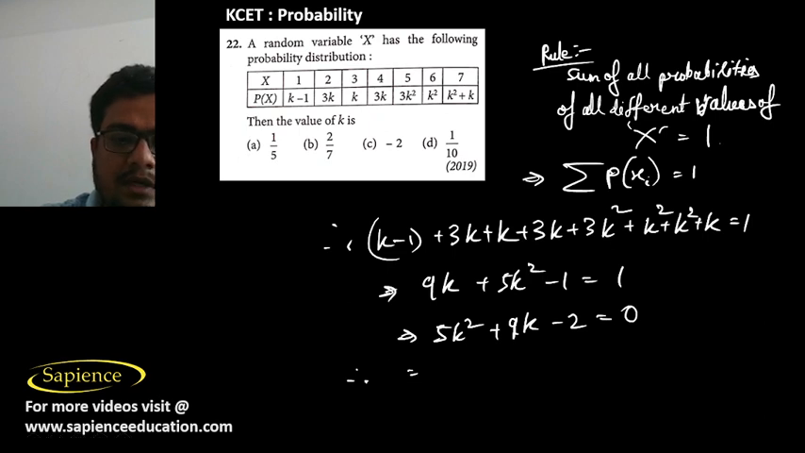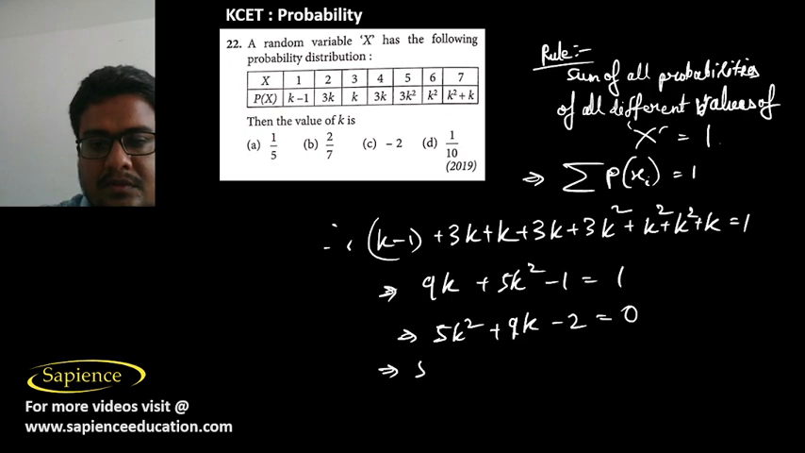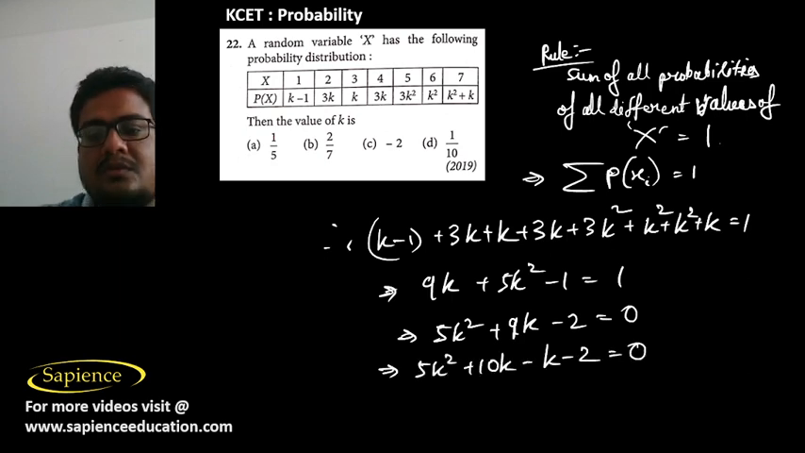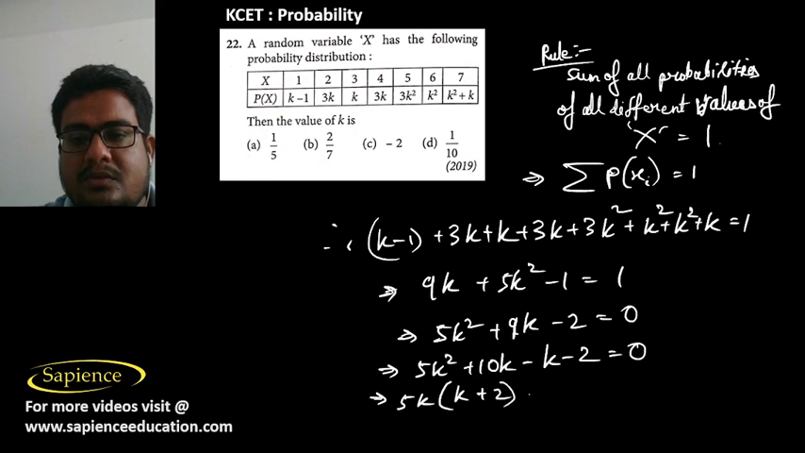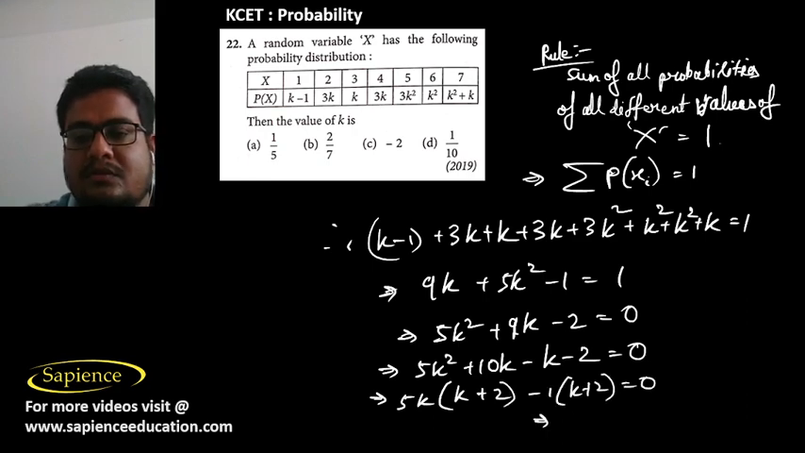So we can factorize this, so that will be 5k square plus 10k minus k minus 2, that is equal to 0. Then I can take 5k as common and write k plus 2 minus 1 into k plus 2, that is equal to 0. Therefore, I can write 5k minus 1 into k plus 2 equal to 0.